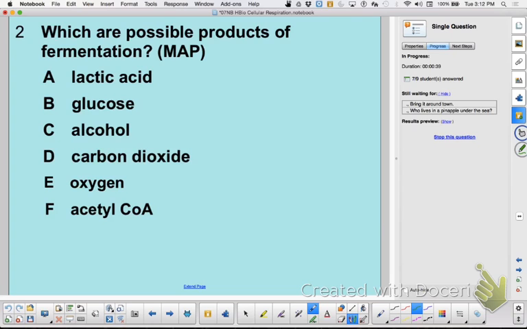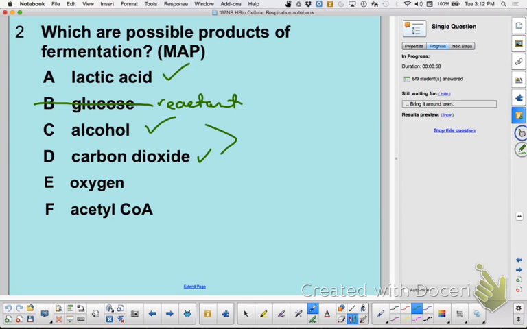Is lactic acid a product of fermentation? Yes. Makes our muscles sore. Is glucose? No. It was a reactant. Is alcohol? Yes. Is carbon dioxide? Yes. That's done together by plants and yeast. Is oxygen? No. Is acetyl-CoA? No. That's from transition. It's not true.